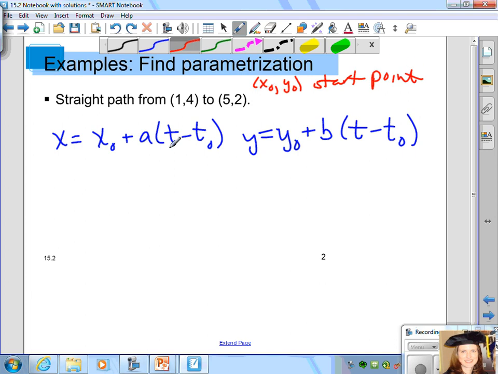Now the components a and b, that's going to be your vector from your start to your end point, or your change. a is going to be your change in x, how the x changes from the start to finish, and then your b is going to be your change in y. And then t sub 0 would be your start time.